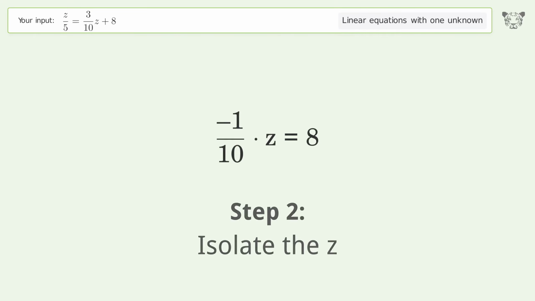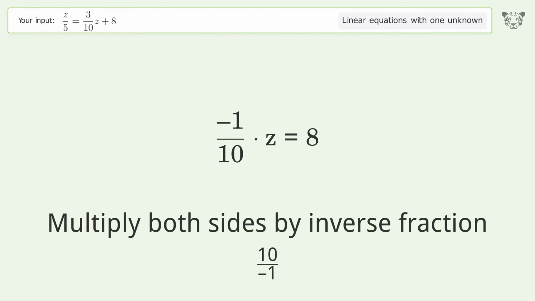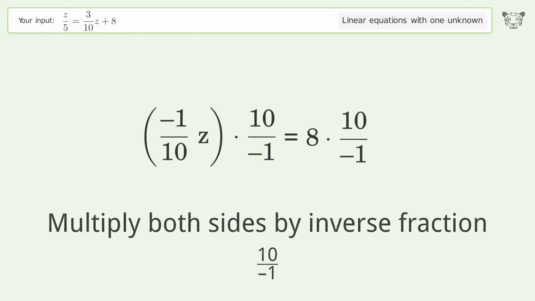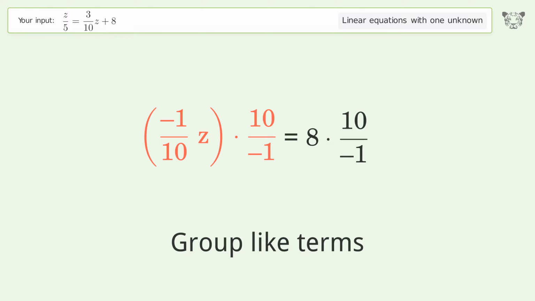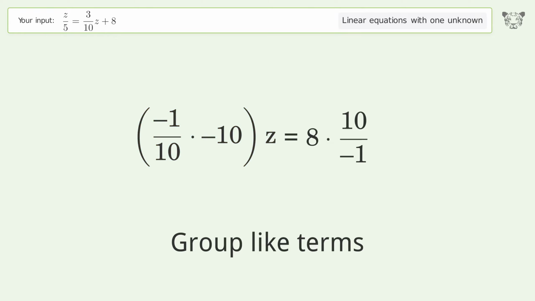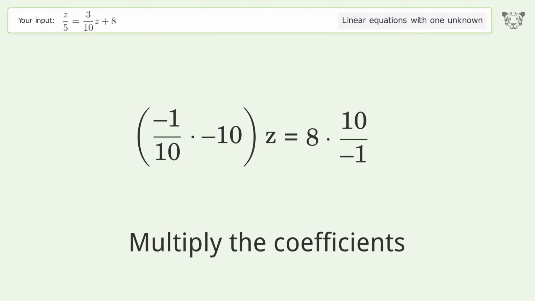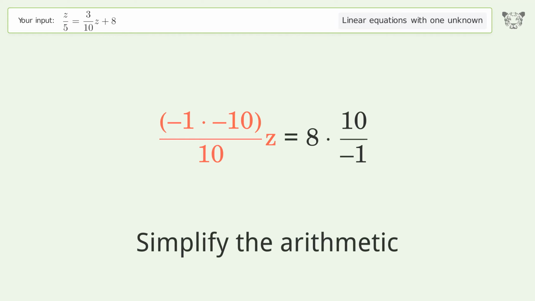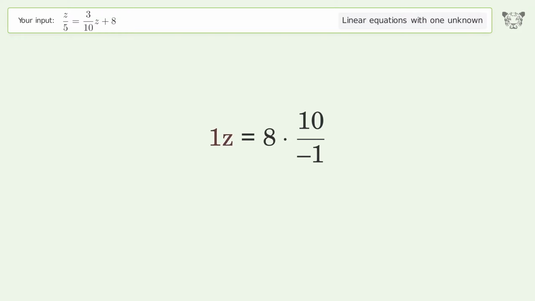Isolate the z. Multiply both sides by inverse fraction 10/-1. Group like terms. Multiply the coefficients. Simplify the arithmetic. And so the final result is z equals -80.